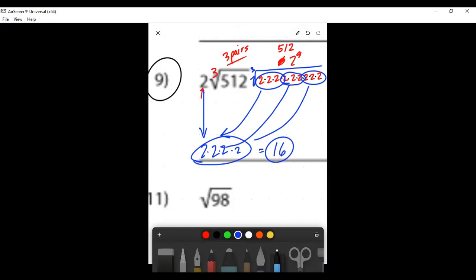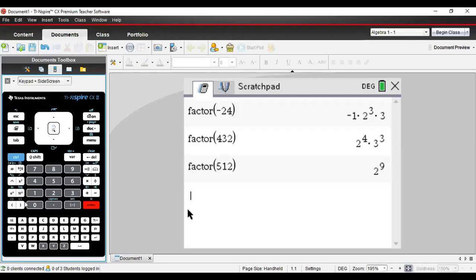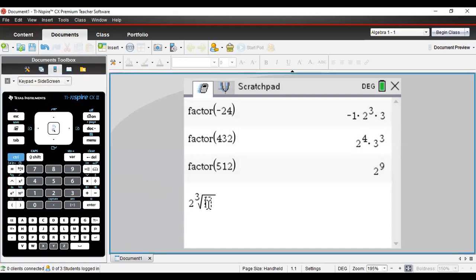So if I go back to the calculator and I go, what is 2 times the, oops, I don't want that. I want the cube root, so I'm going to press control here. And so I'm going to put a 3 here. Going to put 512 in here. 512. And then if I press enter, I get 16. But I just showed you how you get 16.